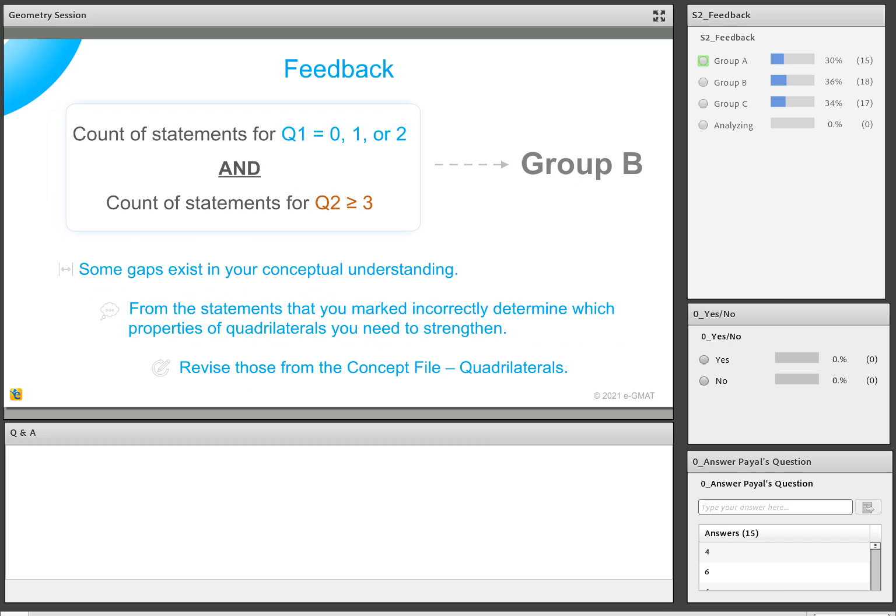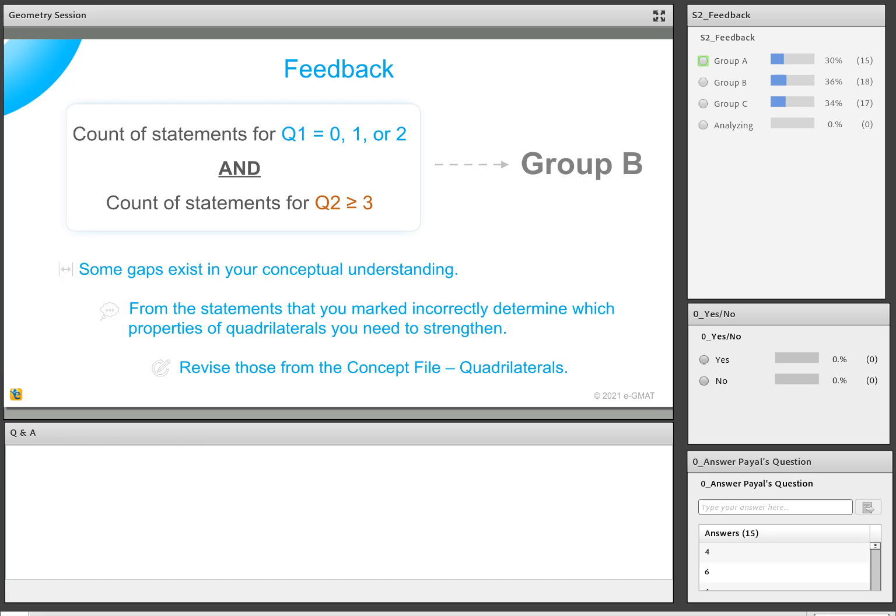Next, 36% of the class, that's the largest segment here, there are some gaps in your conceptual understanding. It's not like you don't know any of the concepts. You know some concepts, but there are some gaps, or your conceptual understanding is not at the precise level where it should be. For example, you have some idea about the properties of diagonals as they pertain to quadrilaterals, but you're not very clear when the diagonals bisect each other, when are the diagonals perpendicular, right?